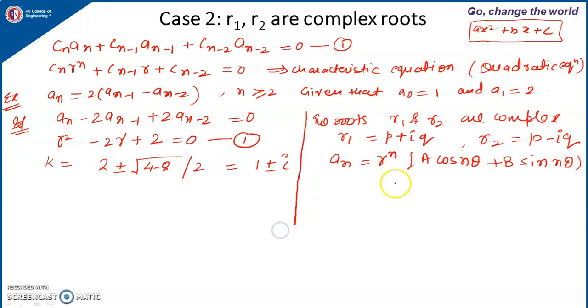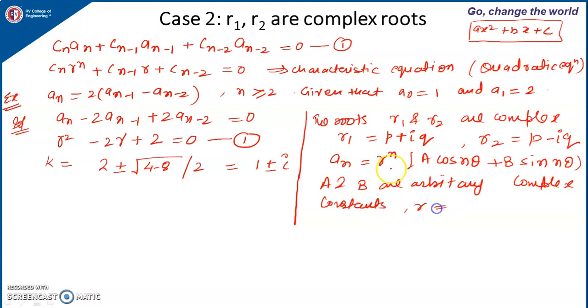Now we should know what r is. This r is not a root; r1 and r2 are the roots. Here capital A and capital B are arbitrary complex constants, and r is related to r1 and r2 as p squared plus q squared. We know r1 is p plus iq and r2 is p minus iq.